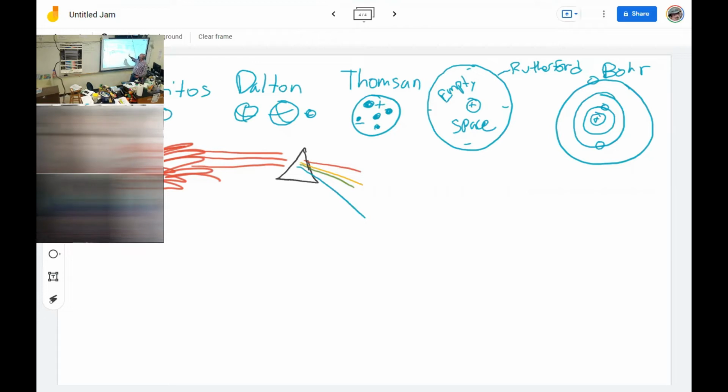So what Bohr realizes is that every element is different in the color of light it gives off, and when you break it up, it gives off a different pattern. You can see right here, helium, hydrogen. Everybody has a different fingerprint of light.